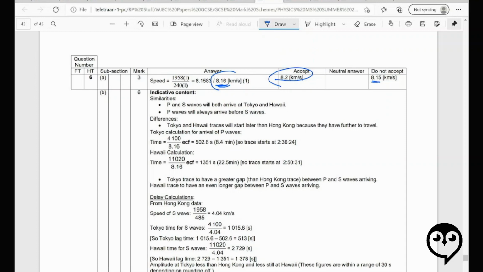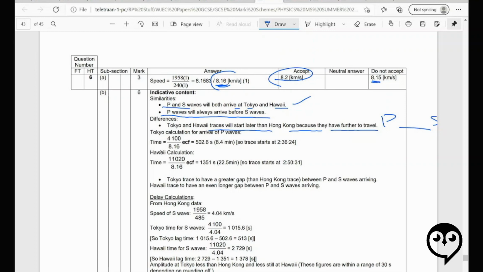Some indicative comment. Similarities, P and S waves will both arrive at Tokyo and Hawaii. Yeah, okay, that seems a little obvious. We said the P waves will arrive before the S waves. Okay, good. Okay, differences. The traces will start later than Hong Kong because they have further to travel. It'll take longer for the P waves to reach there, and there'll be a larger delay between the P and the S waves. And they've done some calculations here.